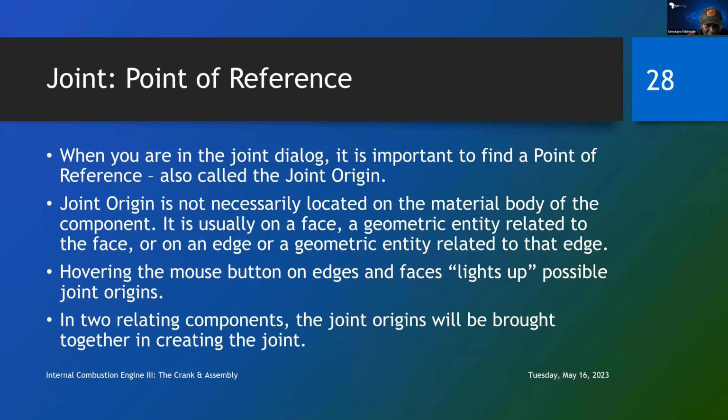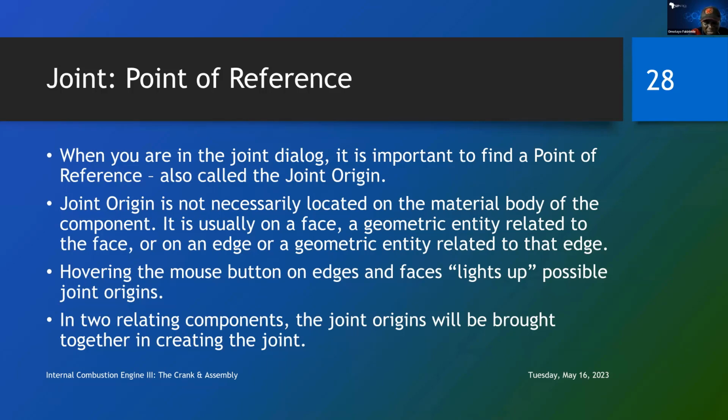In relating two components, the joint origins will be brought together in creating the joint. So when you select the joint origins, those are the things that will be brought together, and then there can be some rotations or flipping to make them permanent and create that degree of freedom that will be released out of the 6. Out of the 6, 1 or 2 degrees of freedom will be released. So every joint has 1 or 2 degrees of freedom out of the 6, no more than that. I'm not aware of any joint, at least as far as my experience goes, that gives you more than 2 of the 6 degrees of freedom.